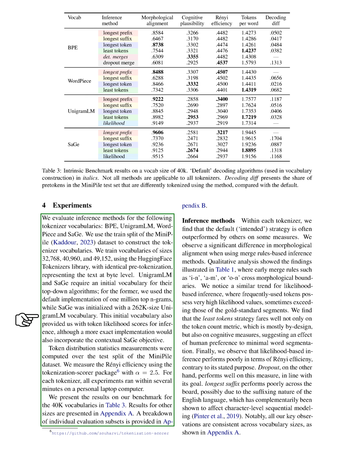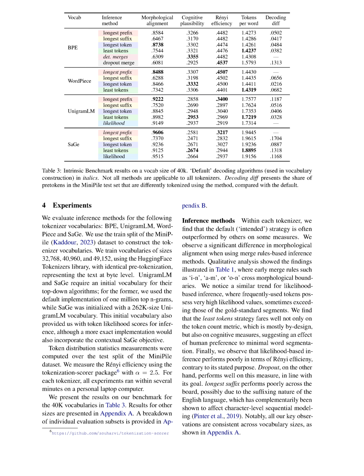We computed token distribution statistics over the test split of the mini-pile dataset, measuring the RAINY efficiency with an alpha value of 2.5. All experiments were conducted on a personal laptop and completed within several minutes. We present the results of our benchmark for the 40K vocabularies, with results for other sizes and a breakdown of individual evaluation subsets provided in appendices.